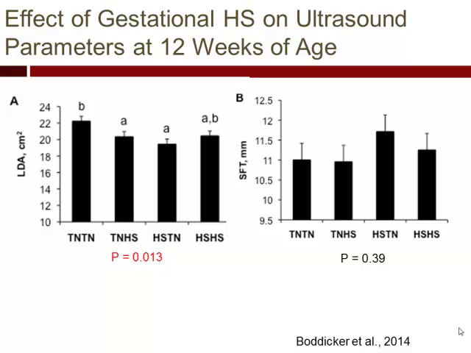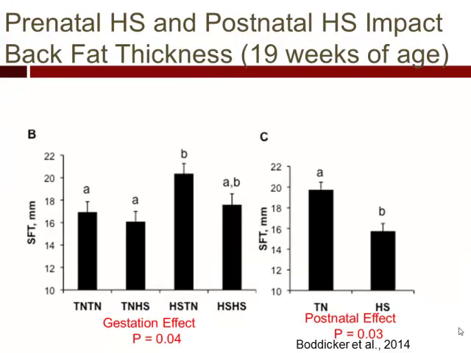of piglets. And one of the things that we looked at was at about 12 weeks of age, we took some ultrasound measurements, and we discovered that there was an effect of gestation on the size of the longissimus dorsi area at 12 weeks of age. And as we followed those animals, we looked at that again at 19 weeks of age. And again, we saw that on the back fat thickness, there was greater back fat thickness on those gilts that were exposed to heat stress early in life, or early in gestation.